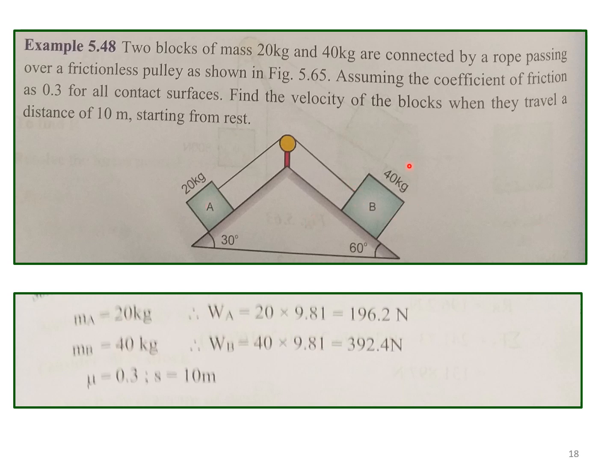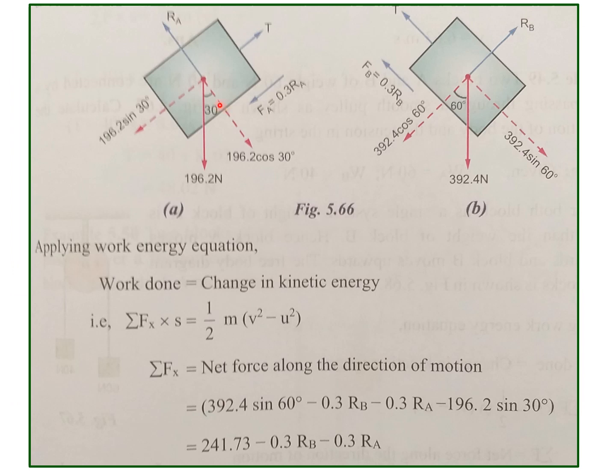Again we are converting first the weight of the blocks to Newton. So 20 into 9.81 and 40 into 9.81. So we get the weight of each block separately. And again we are drawing the free body diagram of each block. If you take this block, you have the tension T, you have the normal reaction, you have the self weight, which is resolved in two components, one normal to the plane and one along the inclined plane. Then you have a frictional force.